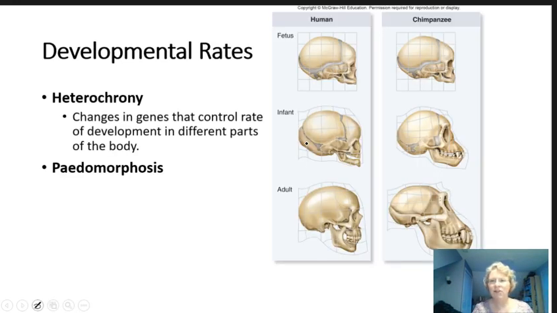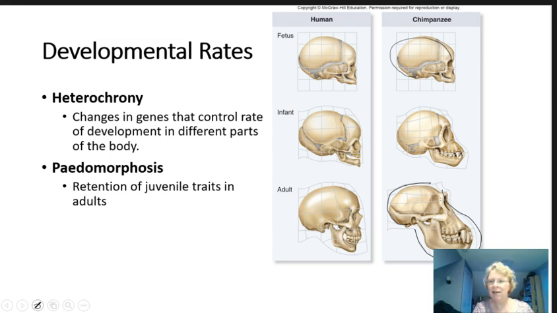Heterochrony involves a change in the rate of development of different body parts. Relatively large changes in the phenotype can be made by small changes in the rate of development. The illustration on the right here shows that with a chimpanzee. If we start with the fetal skull, here's our fetal skull, development through infancy to adulthood involves changing the rate of development. This part of the skull grows relatively slowly. This part of the skull grows quickly, giving us our adult skull.